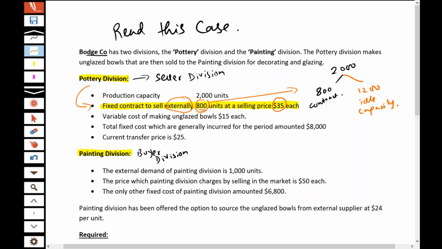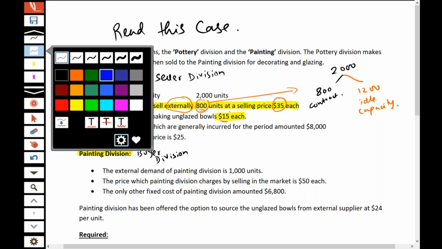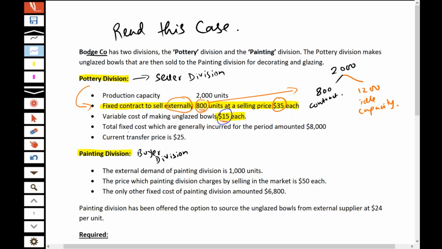Okay, next, the variable cost of making unglazed bowls is $15 each. Variable cost is $15 per unit. And then total fixed cost, which are generally incurred for the period, amounted to 8,000. And the current transfer price is $25. Oops, the transfer price is given. Then what are we supposed to calculate? We have to read the requirement.